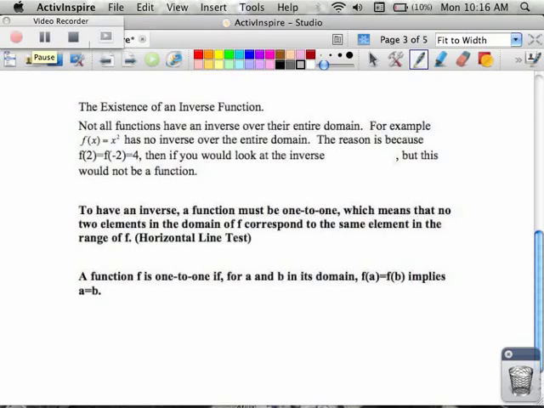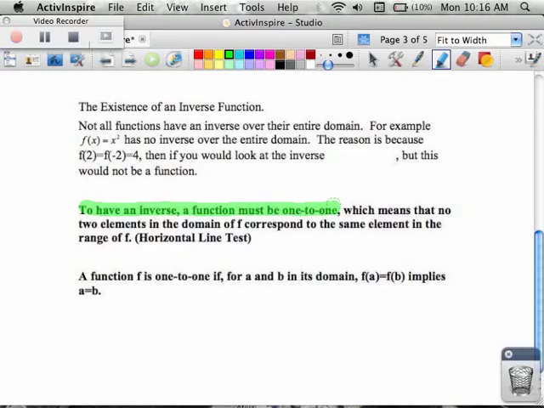Having an inverse. Not every function has an inverse. It just doesn't happen all the time. That's why we use that verification to check to see if it did. So in order to know that you have one, you have to be a one-to-one function. And that's what this is saying here. To have an inverse, it must be one-to-one.